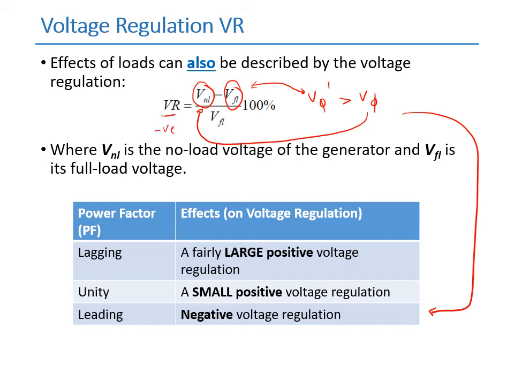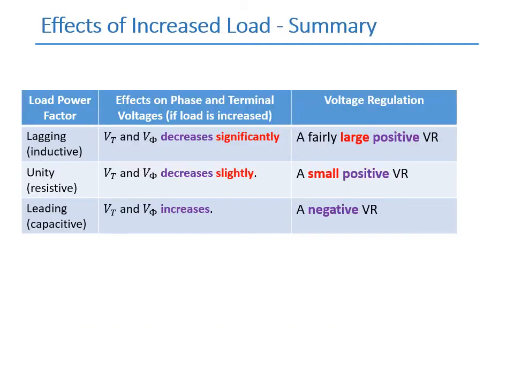voltage regulation, yeah? Okay, and then similarly you can derive this VR by looking at the relation between the V pi prime and V pi for the other two power factors, which are the lagging and the unity power factors. Okay, and then finally this table summarizes the effects both on the output voltages and also on the voltage regulation for the different power factors.